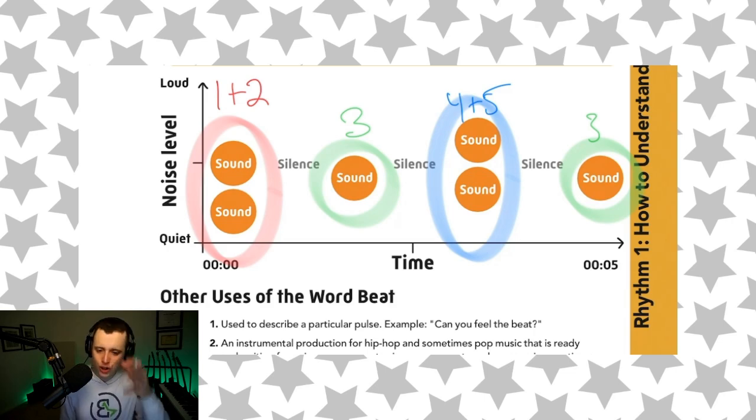Can you hear that there's a drum hit and a hollow clicking sound there? If you can't, that's okay. Just as long as you can hear that 4 and 5 are happening together and that they are different from 1 plus 2 and 3. That's all you really need.